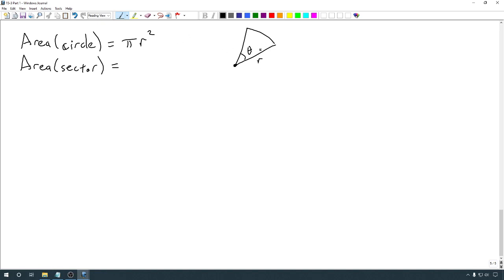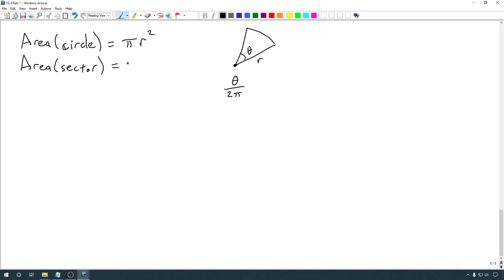How much of the circle are we talking about? Well, if we were to go all the way around the circle, that would be an angle of 2 pi. So what we're really looking at here is theta over 2 pi of the circle. That's the proportion of the circle that we're looking at.